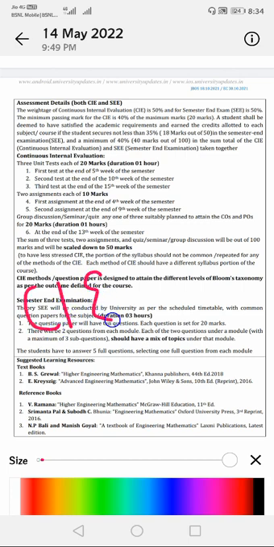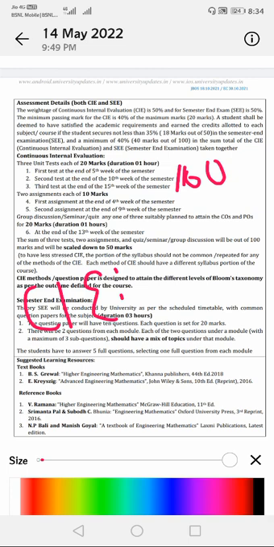What is that? CIE is continuous internal evaluation. Here, first of all, it is done for 100 marks, remember. Later it is scaled down to 50. First we'll speak about this 100, how they are going to conduct internal evaluation for 100.